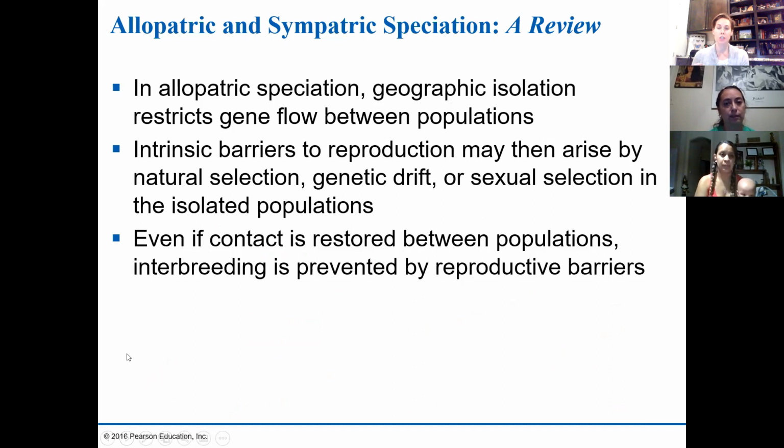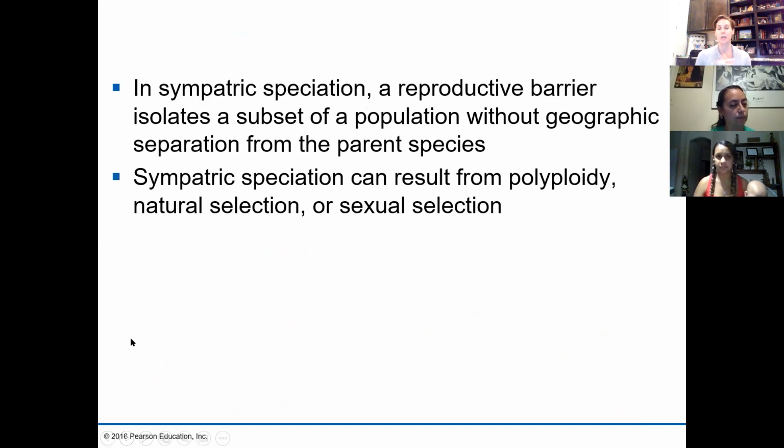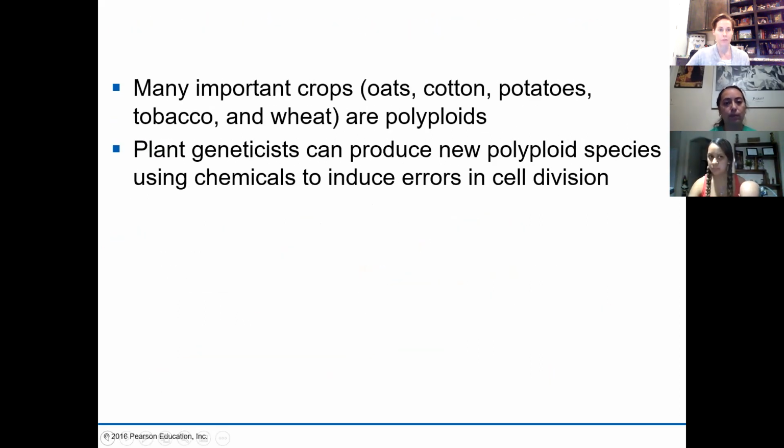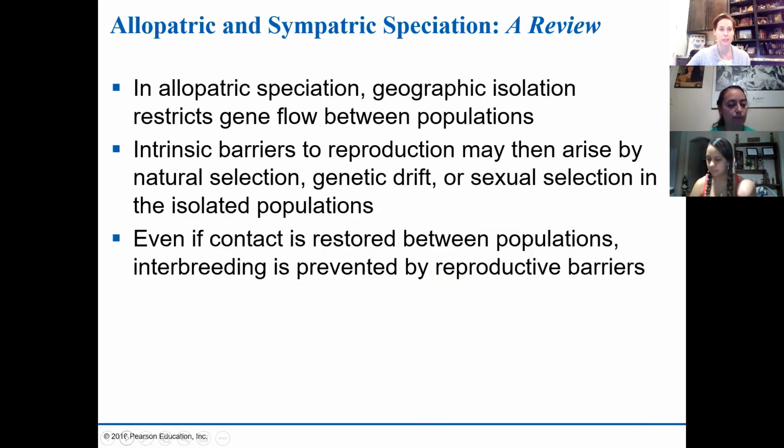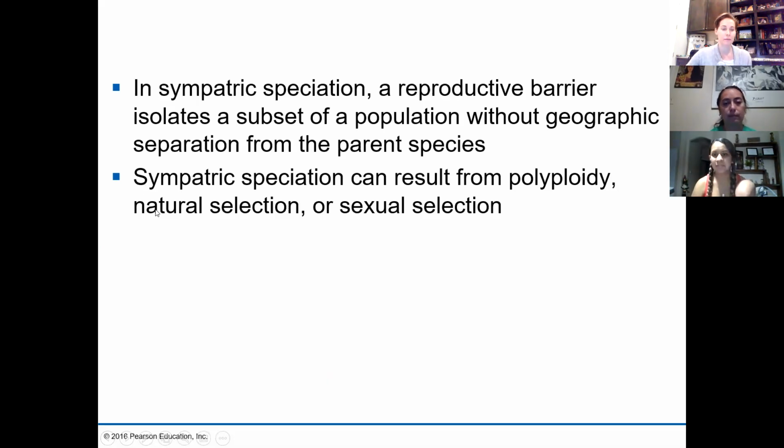So allopatric speciation is geographic isolation. It restricts the gene flow. And sympatric speciation is where there's some reproductive barrier: habitat, sexual selection, and what was the third one? The first one that we talked about? I already forgot. Oh, polyploidy. You just have random extra genes. Oh, it was right there. I could have just read the second thing there.